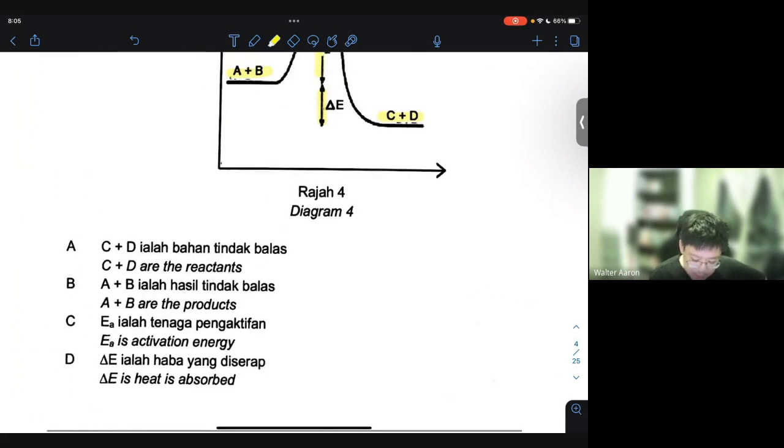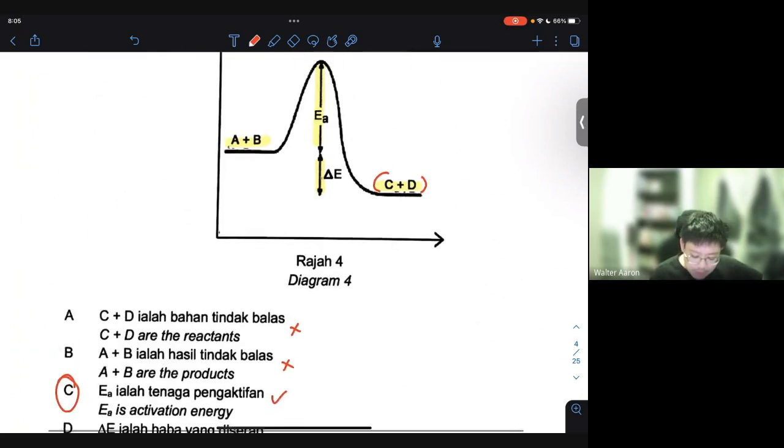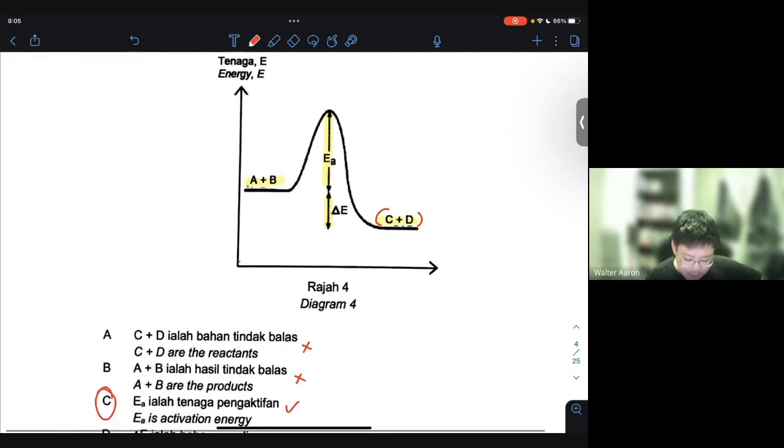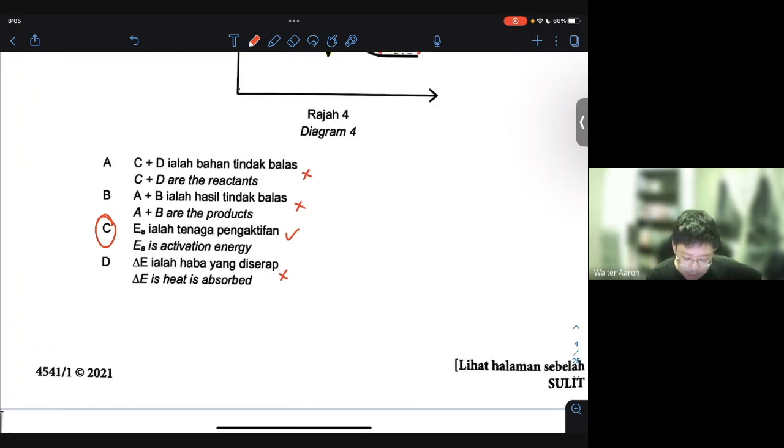C and D are the reactants. I'll say this is wrong. This is actually on the right side, it's supposed to be the products. So A is out. A plus B are the products, also wrong. EA is the activation energy, correct. EA is heat absorbed, wrong. So answer is C. Now, why is it not D? Because technically speaking, it's exothermic, so it must be releasing more heat than it absorbs. So D is out.